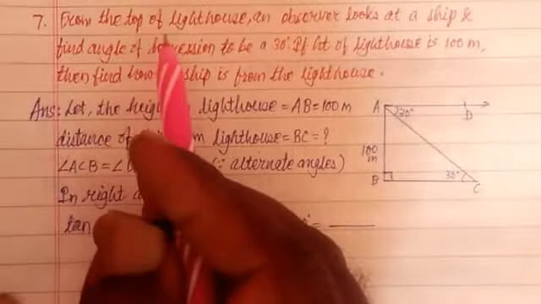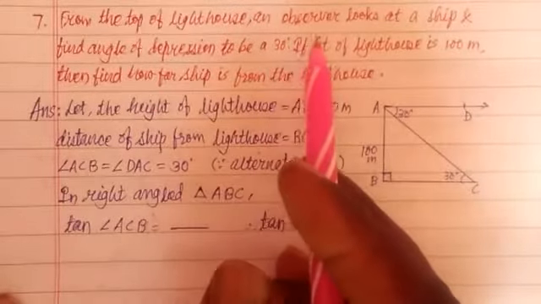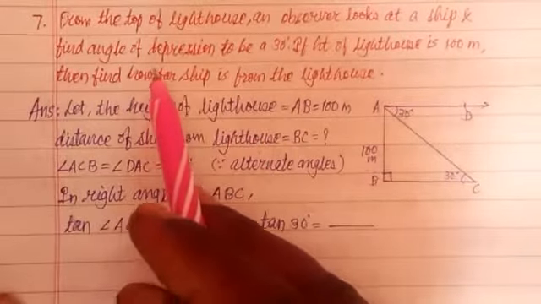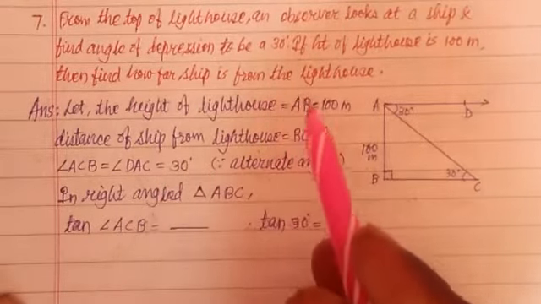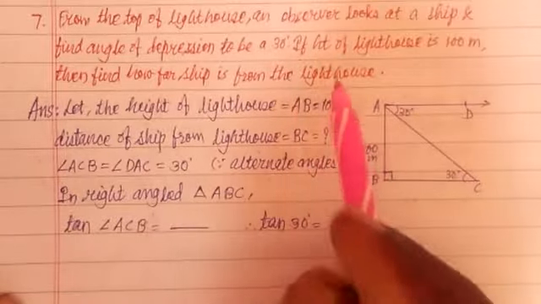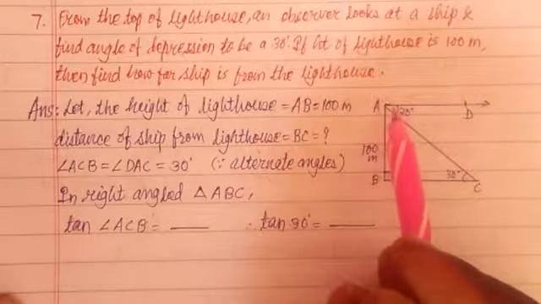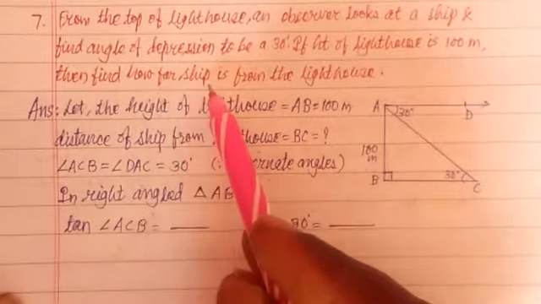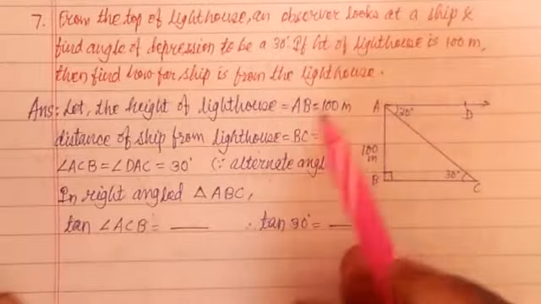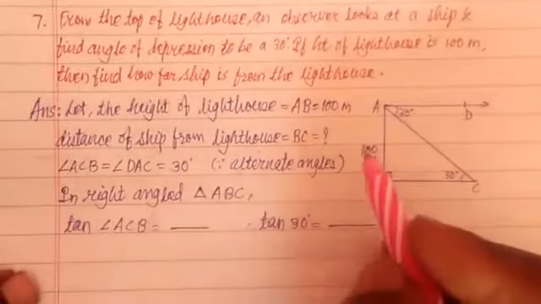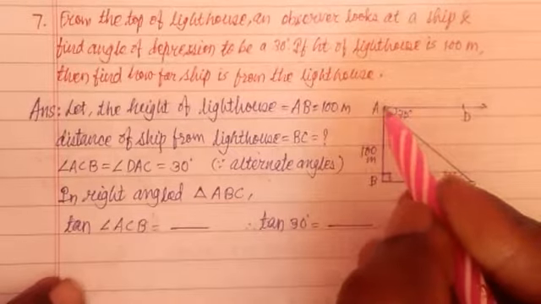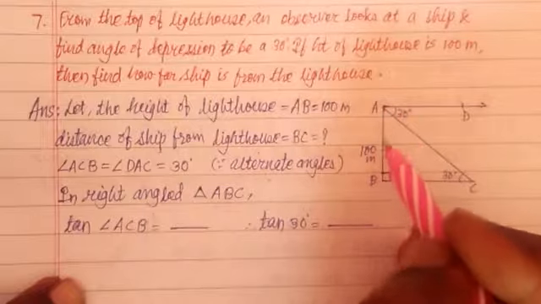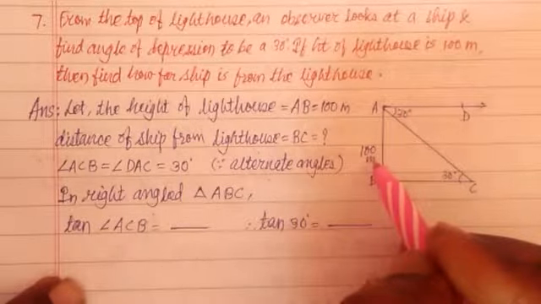from the top of a lighthouse an observer looks at a ship and finds the angle of depression to be 30 degrees. If the height of the lighthouse is 100 meter, then find how far the ship is from the lighthouse. Now let the height of the lighthouse be AB. Suppose this AB is the lighthouse, this is the height, which is equal to 100 meter.